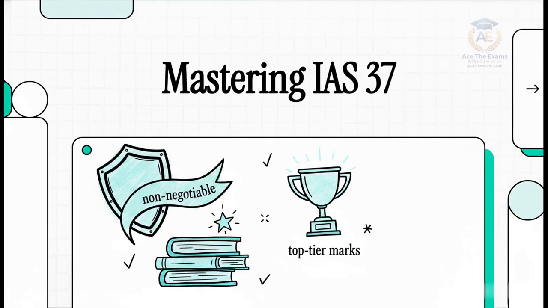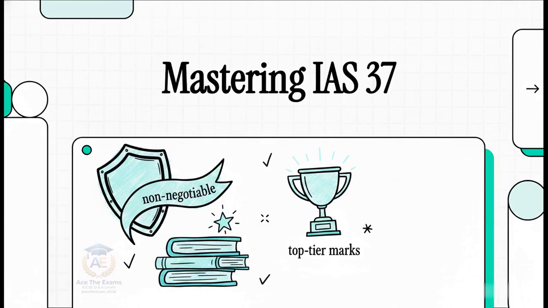Welcome to today's explainer. Let's be real, if you're gearing up for the Cambridge 9706 exam, you already know the stakes are incredibly high. Today, we're dissecting an absolutely critical part of the syllabus, International Accounting Standard 37. That's Provisions and Contingent Liabilities. Now, this is a high-stakes area that shows up in literally every single examination series.